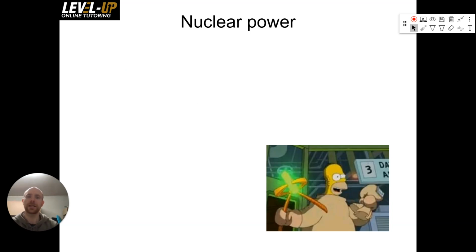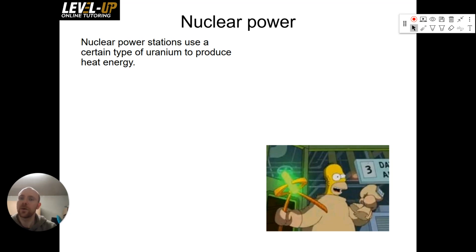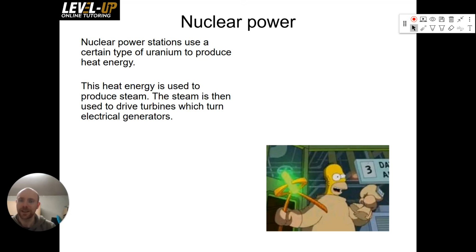So the next one, nuclear power. The process is the same, okay? You're using forms of uranium, isotopes of uranium, to produce heat. Don't forget, the process is the same. We need to produce heat. That heat in turn will heat up water. That water turns into steam. That steam is forced through a turbine, and that turbine turns a generator. The generator produces the electricity.